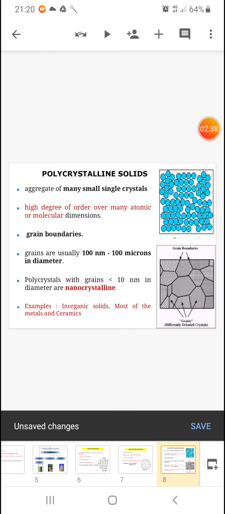Now, polycrystalline solid: an aggregate of many small single crystals, with a high degree of order over many atomic or molecular dimensions, and grain boundaries. Grains are usually 100 nanometers to 100 microns in diameter. Polycrystals with grains less than 10 nanometers in diameter are nanocrystalline. The examples of polycrystalline solids are inorganic solids, most of the metals and ceramics, etc.